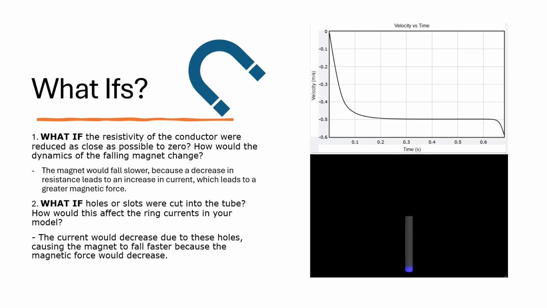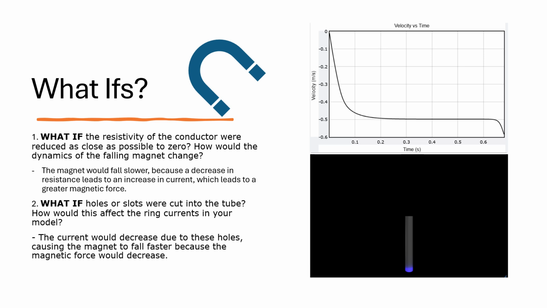So, what ifs? Before I get to the what ifs, I just want to mention that on the right is what my computational data looks like after you run the code, which you can run for yourself if you'd like. At the top, you could see the graph, and then the bottom is what the tube with the magnet in it looks like at the end.